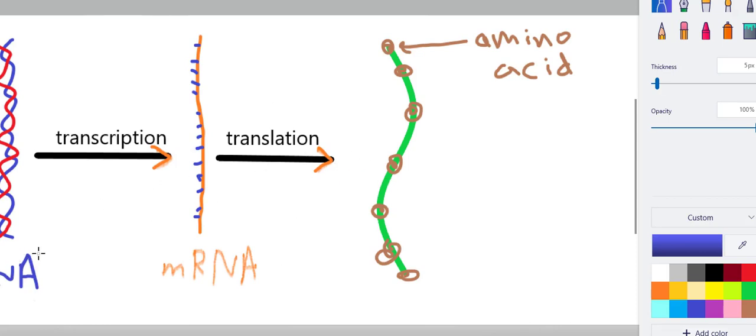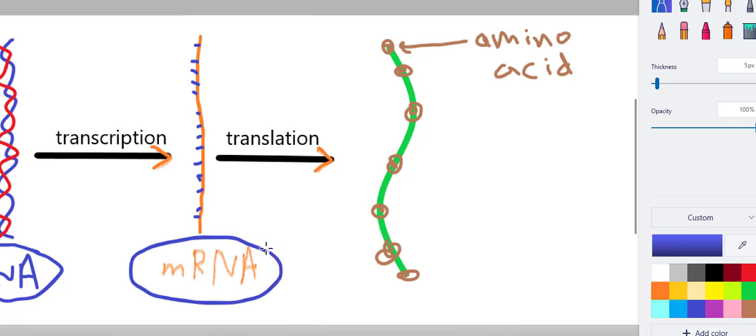This is the DNA. DNA consists of a double strand wrapped around each other. By this process, mRNA, called messenger RNA, is formed from one of the strands of the DNA. This is called transcription. Transcription means copying.